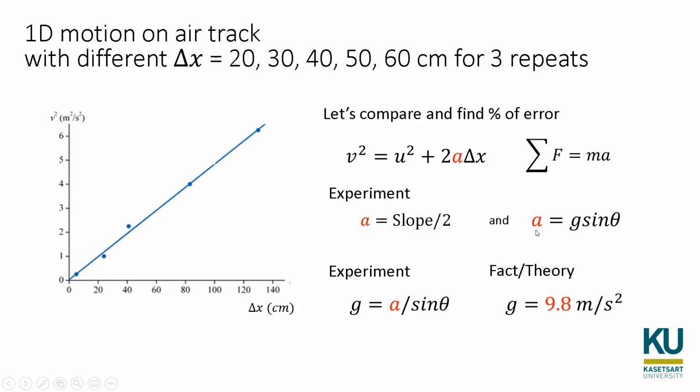If you would like to compare with the actual value, as I stated before, g is what you already know, the gravitational acceleration. So you can substitute g, or change this form to g, and compare for the percent of error.